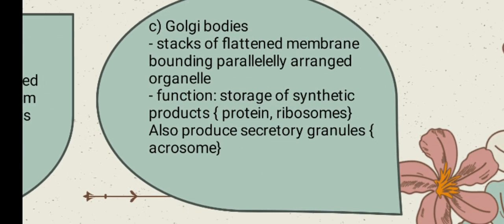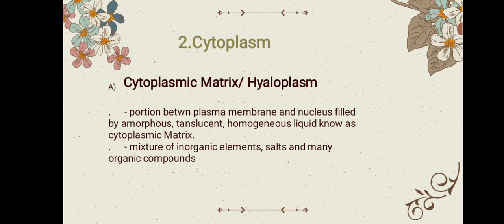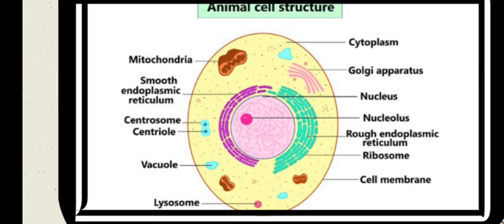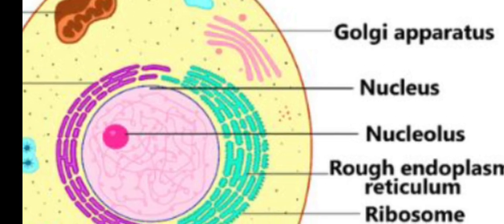Now the Golgi bodies. So these are stacks of flattened membrane bound, parallelly arranged organelles which occur near the nucleus. So let me show you here. So these are the Golgi apparatus or the Golgi bodies. They are stack-like flattened membrane-bound structures which are parallelly arranged, located beside the nucleus. So it is near the nucleus. Its main function is storage of synthetic products like protein, and it is useful in storing them. And also it helps in the production of secretory granules such as the acrosome.